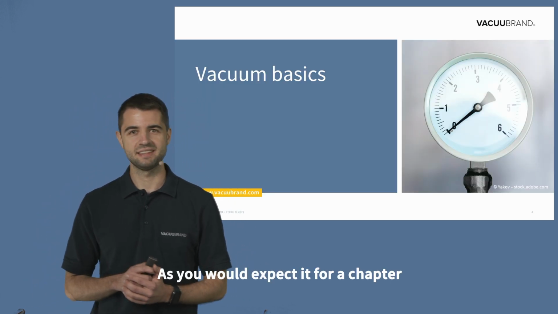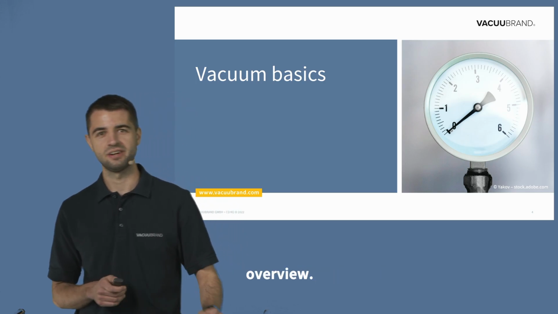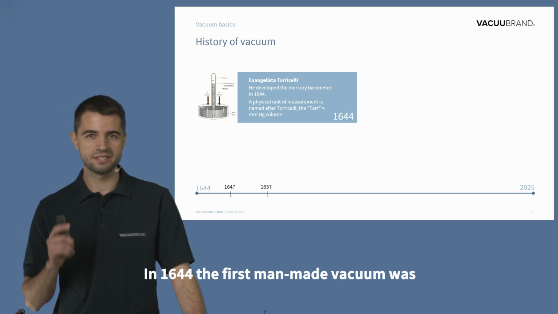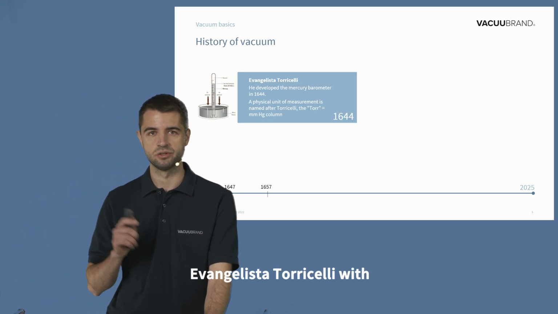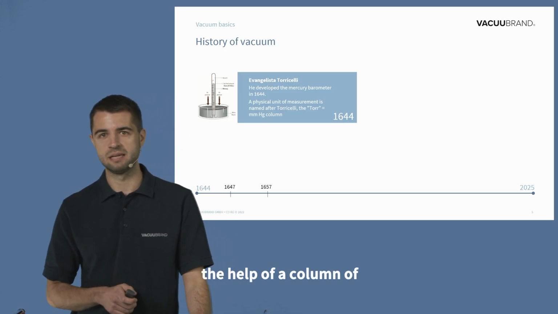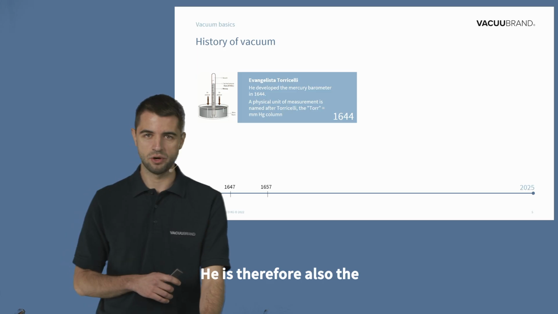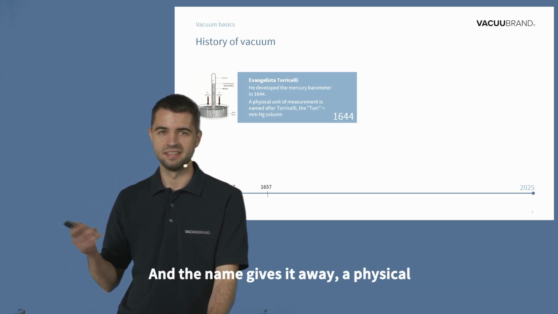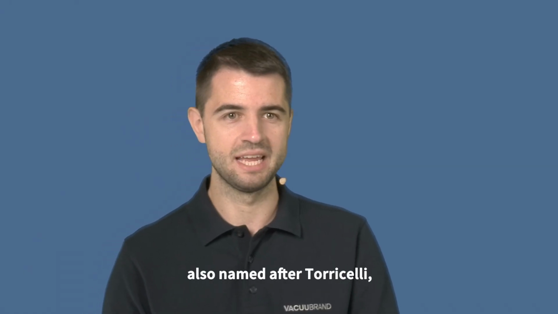As you would expect it for a chapter called Vacuum Basics, we will start with a historical overview. In 1644, the first man-made vacuum was created by the scientist Evangelista Torricelli with the help of a column of mercury in a curved glass tube. He is therefore also the inventor of the mercury barometer. And the name gives it away, a physical unit of measurement is also named after Torricelli, the torr.